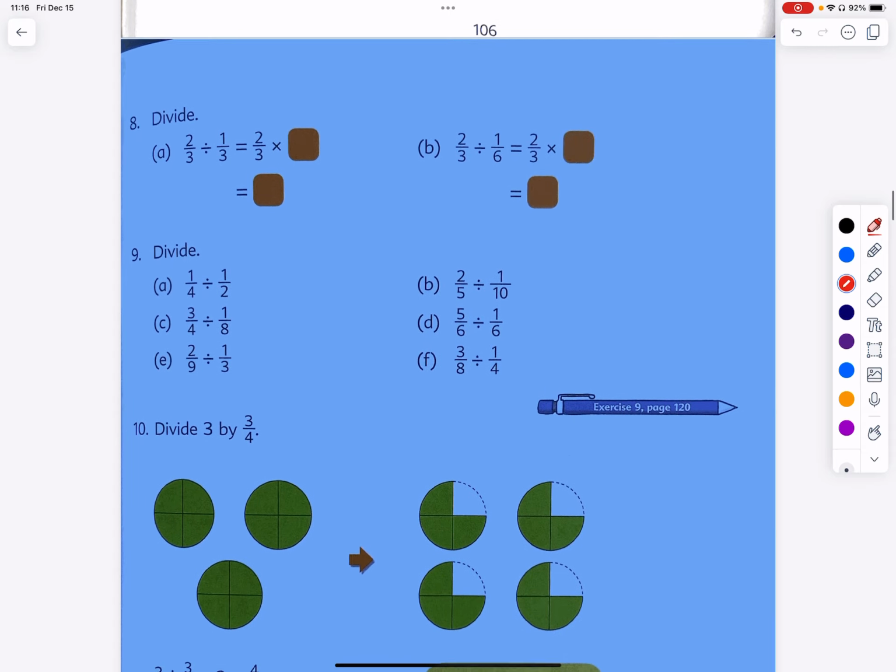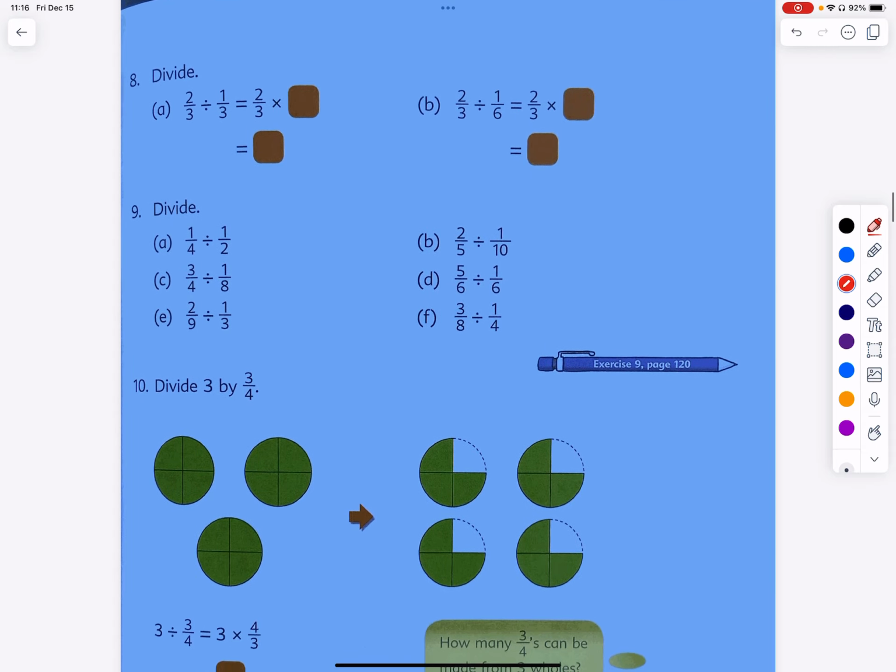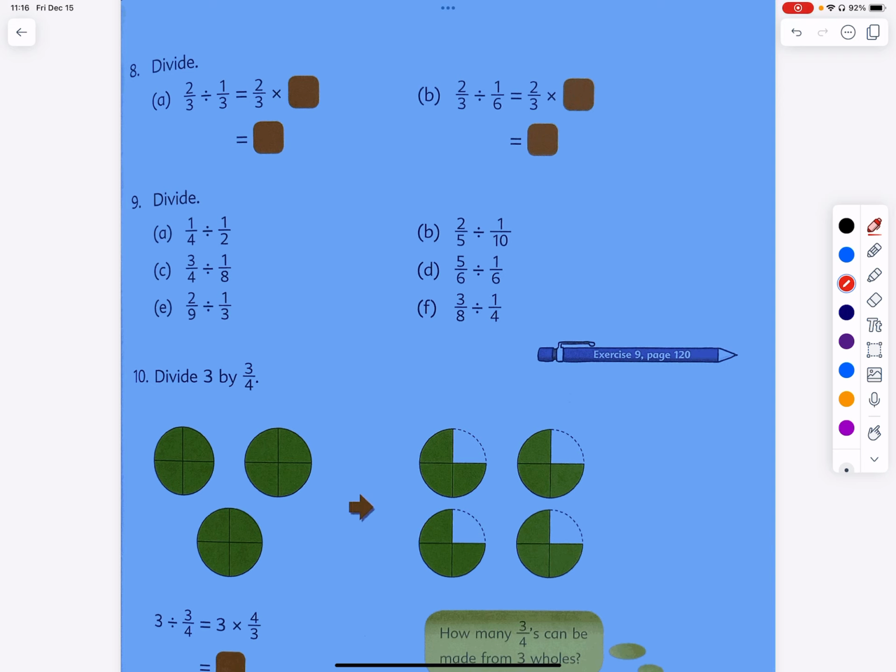Next, page 107. I'm going to label it right here. We're on page 107. Okay, divide fraction by fraction. 2/3 divided by 1/3 is the same as 2/3 times 3. And 3 cancels with 3. We end up with 2 pieces.